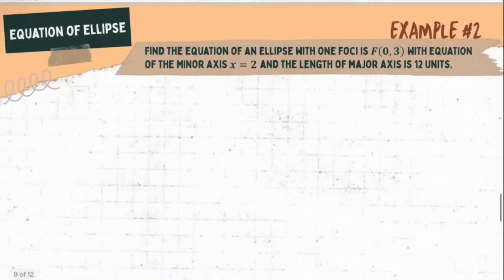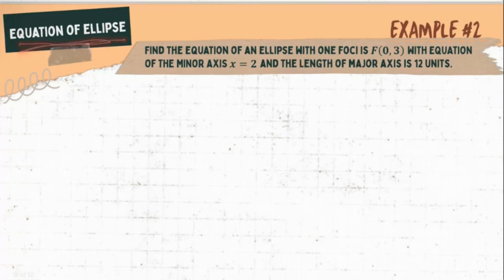So untuk example kedua ini dia minta kita dapatkan equation of an ellipse. Find the equation of an ellipse with one foci is (0, 3), with equation of the minor axis x equals to 2 and the length of major axis is 12 units. Okay, apakah info yang diberi ni? Foci adalah 0, 3. Minor axis kita adalah x equals to 2 dan length of major axis adalah 12 units. Okay, sekarang ini minor axis ini akan tentukan sama ada kita punya shape of ellipse tu vertical ataupun horizontal.